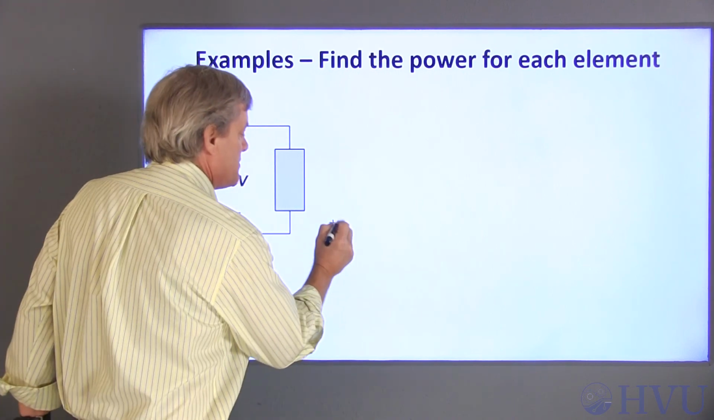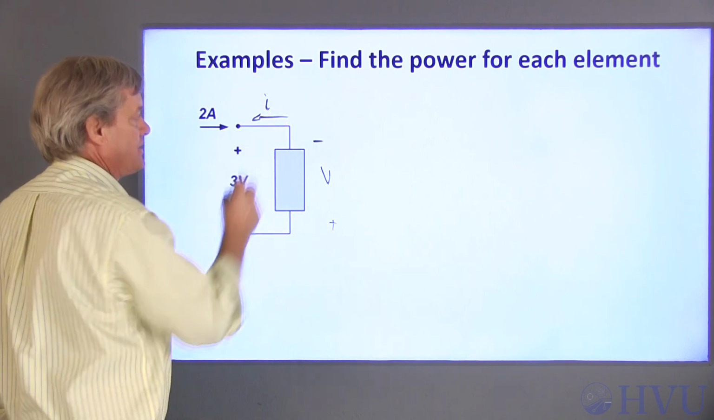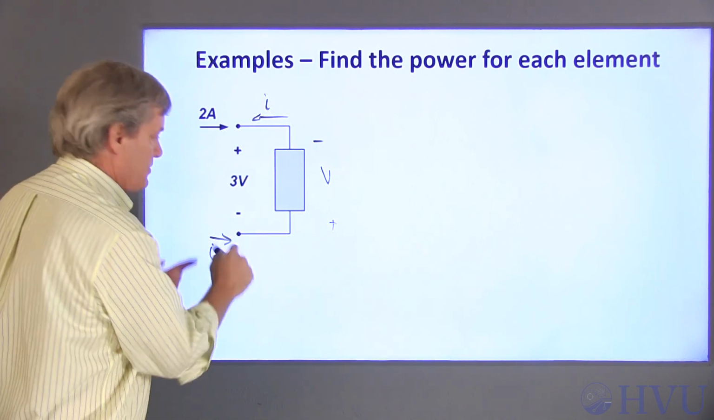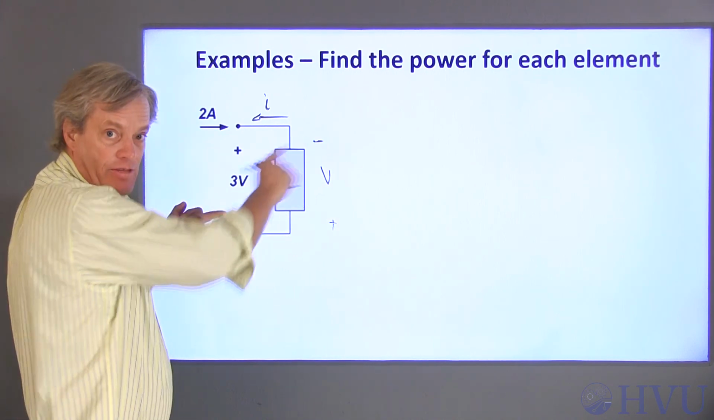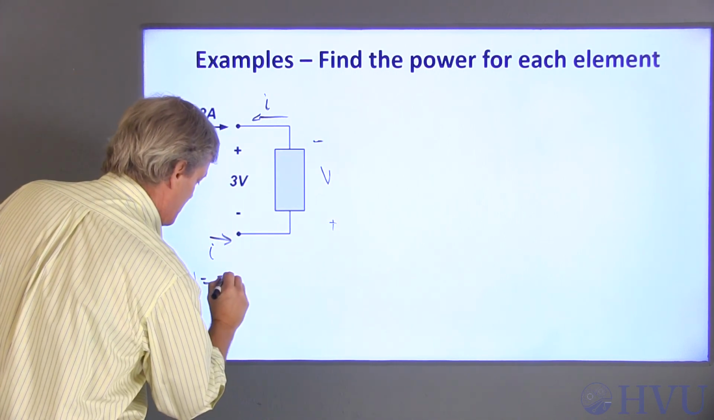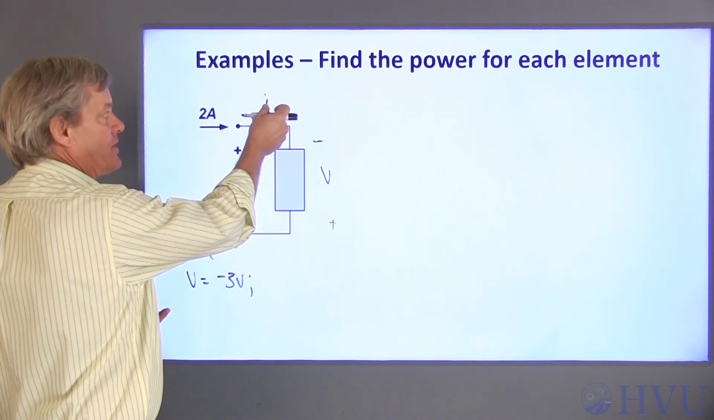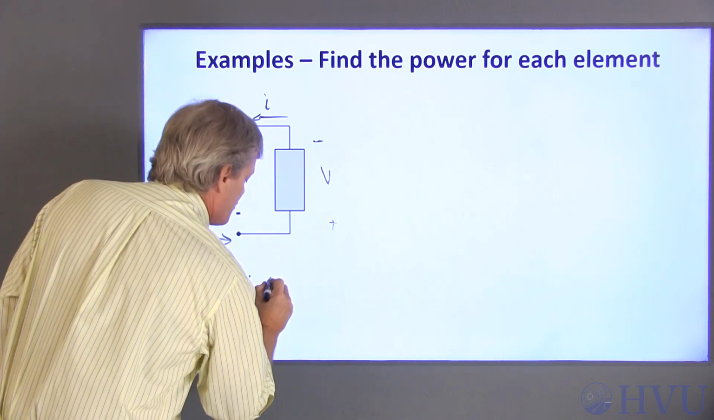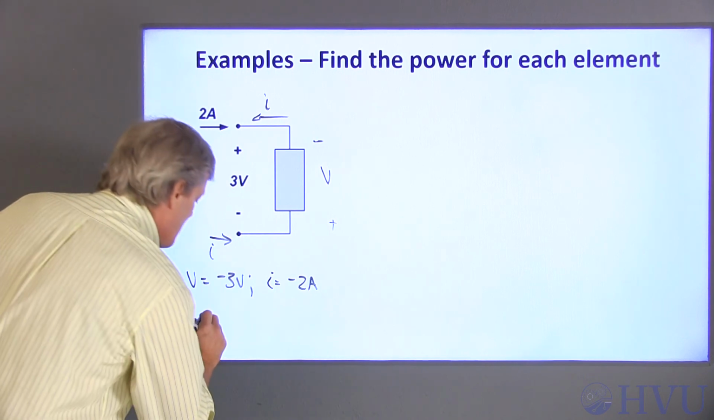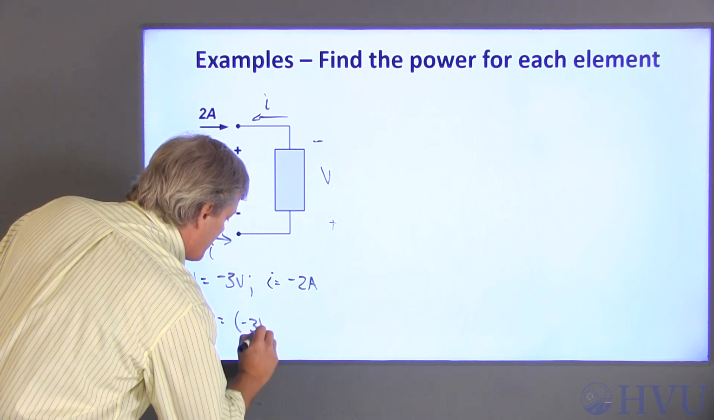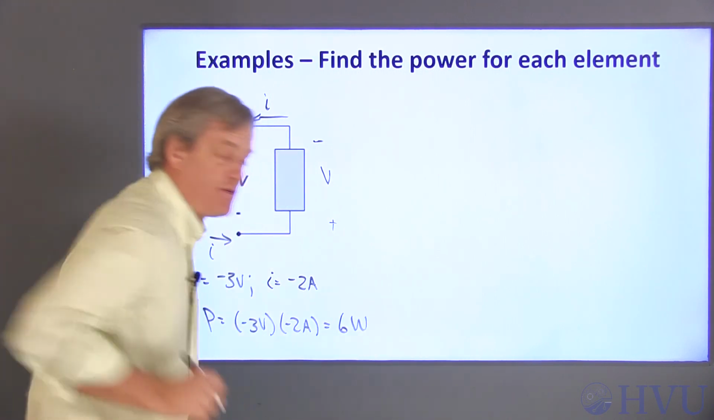If I assume that this is my positive voltage terminal, that means that this will be positive current direction, since current has to enter the positive voltage terminal. So this assumed polarity is the opposite of the actual polarity, so V has to change sign, and V becomes negative 3 volts. This assumed current direction is opposite of the actual direction, so I has to change signs as well. It's negative 2 amps. So power is negative 3 volts times negative 2 amps, and it's still positive 6 watts.